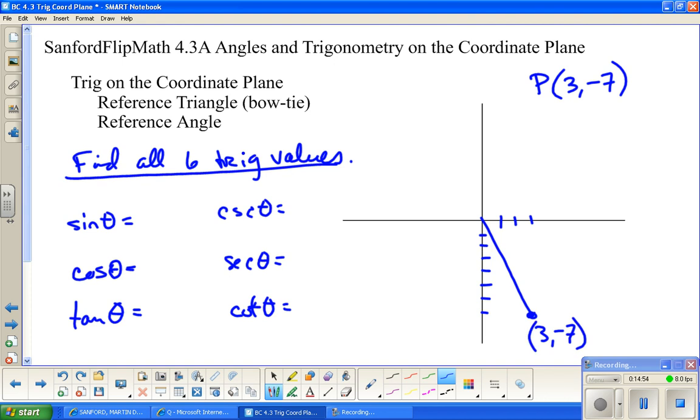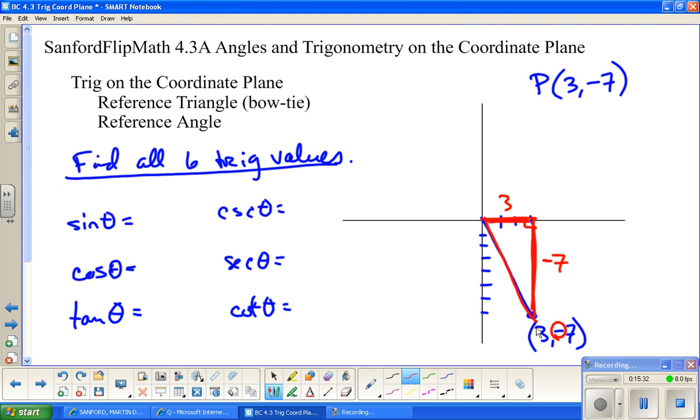So from that ordered pair, 3, negative 7, I'm going to draw my right reference triangle. Okay, so there it is. I'm going to label some lengths on here. First of all, this is the x value, so that's 3. This is the y value, so that's 7. Now, please note it is below the x-axis. It is negative, so we're actually going to put that negative there. That means that some of our trig values for this are going to be negative, because anything dealing with y is going to be negative.